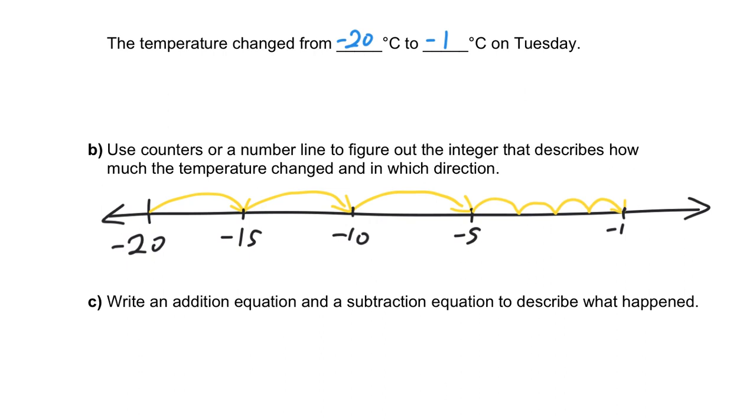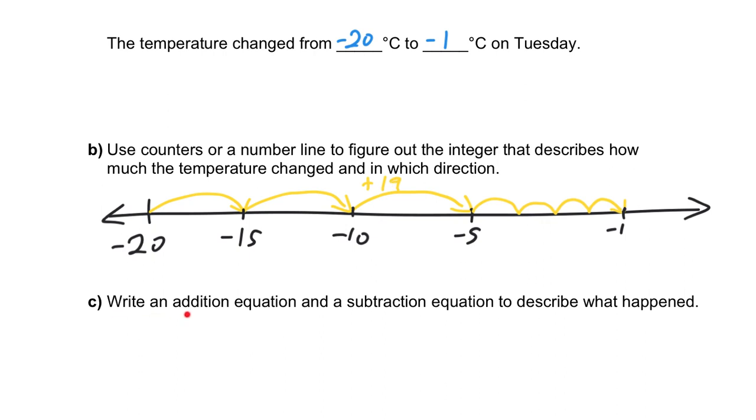How much have we jumped all together? Well, we can count. We've got 5, 10, 15, and another 4 is 19. We have added 19 onto here. So does that actually answer the question? We had to use counters or a number line to figure out the integer that describes how much the temperature changed and in which direction. So we've increased by 19 degrees.